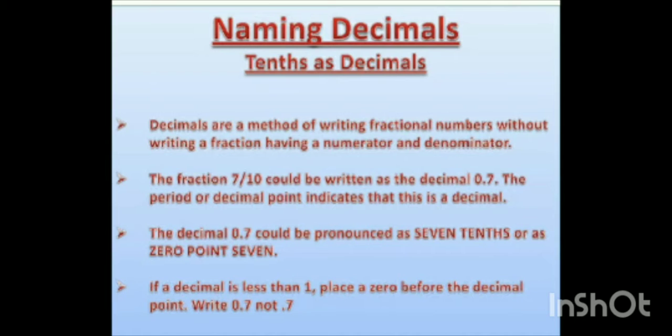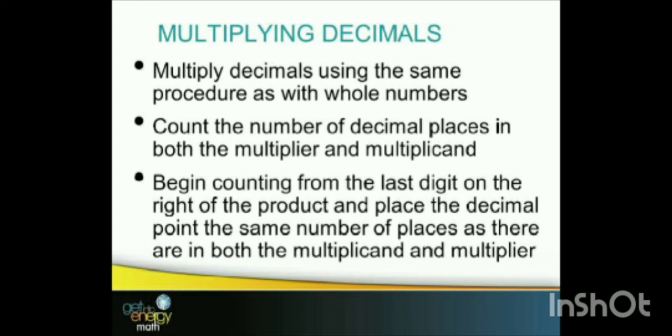Naming decimals. Decimals are a method of writing fractional numbers without writing a fraction having a numerator and denominator. The fraction 7 by 10 could be written as the decimal 0.7. The period or decimal point indicates that this is a decimal. The decimal 0.7 could be pronounced as 7/10 or 0.7. If a decimal is less than 1, place a 0 before the decimal point. Write 0.7, not .7.